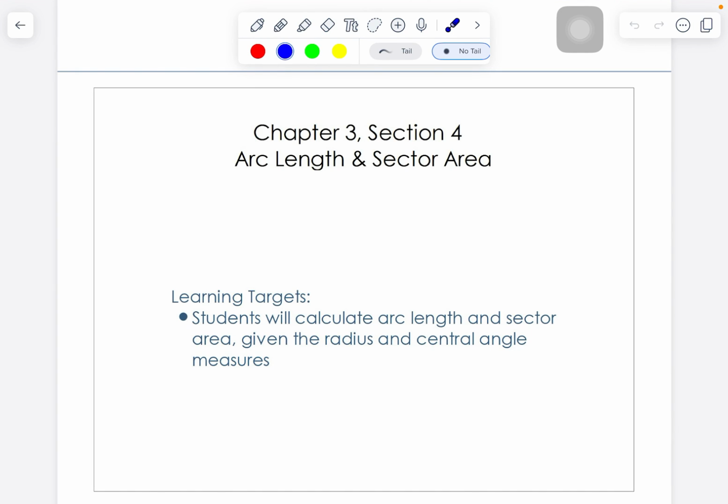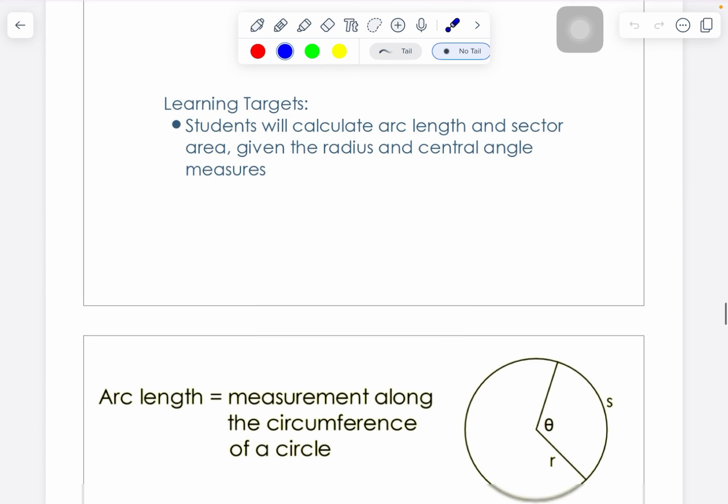Okay, here we are. We got Chapter 3, Section 4, arc length and sector area. We're going to calculate the arc length and sector area given in radians and the central angles, the radius and central measures. Now, you might think that this is sounding familiar. It's because it is. You've actually done this before.